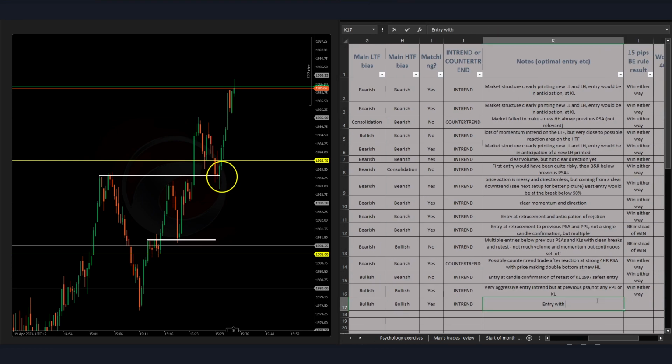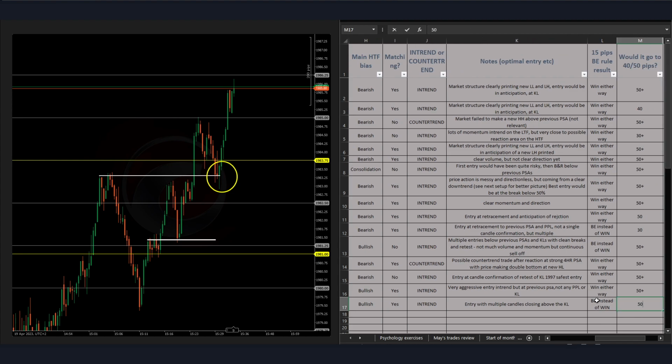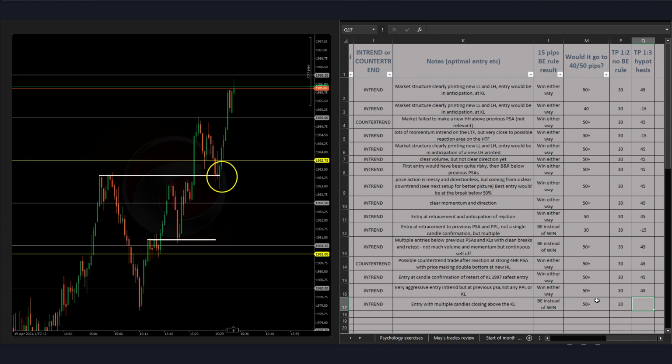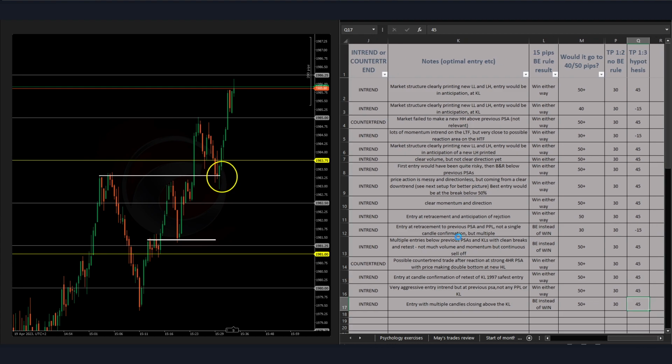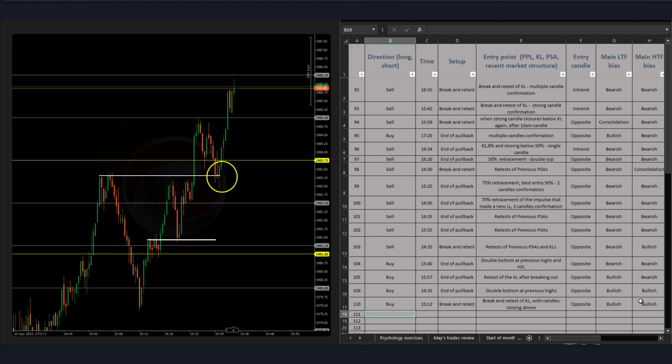Entry with multiple candles closing above break level. This will be a break even instead of a win. This will be 50 plus, this will be 30, this will be 45. So all these entries were very good. We go to 45 pips, and yeah, but still not able to catch them live.